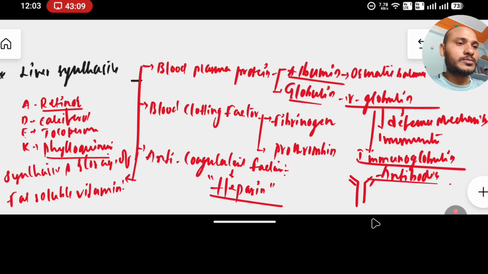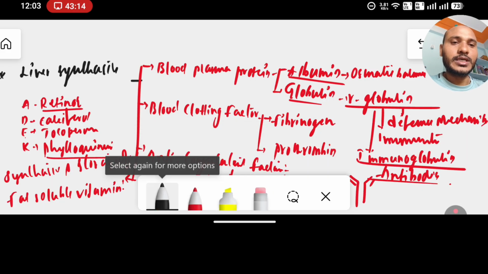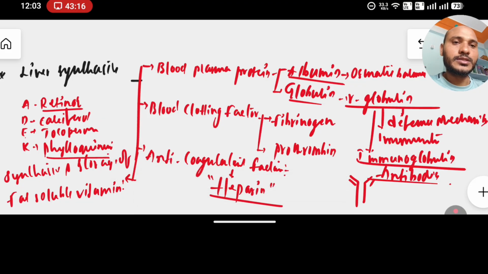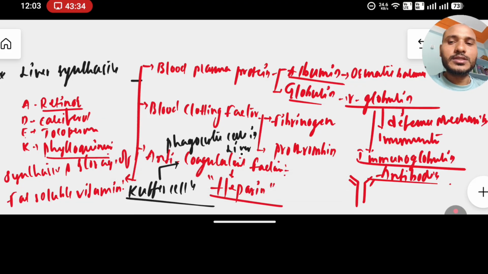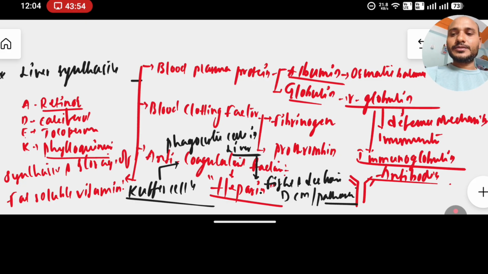And the last and most important role of the liver is that we have phagocytic cells, the Kupffer cells. These cells help to fight and destroy disease causing microbes, or simply we can use the term pathogens. Hence Kupffer cells are phagocytic cells in the liver. So this is all about the liver. We have covered the entire concept in this video lecture.